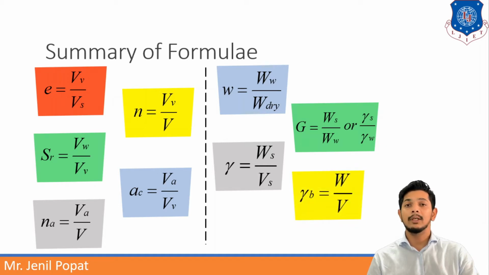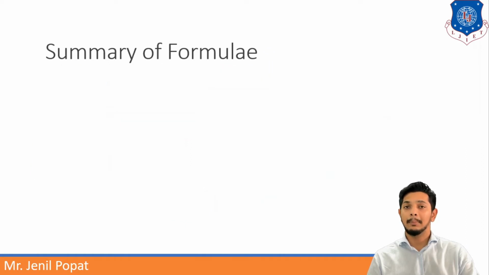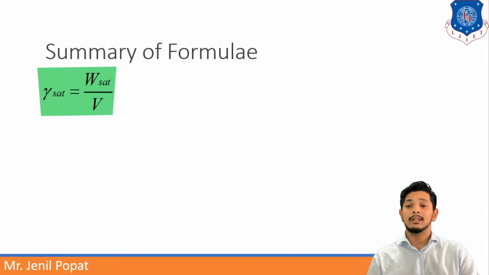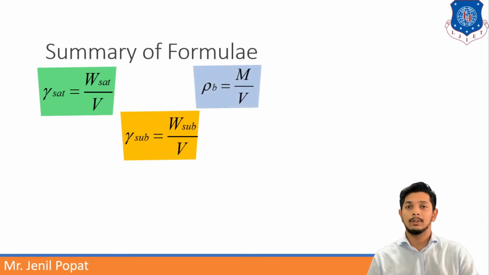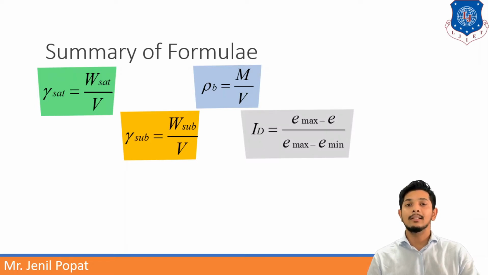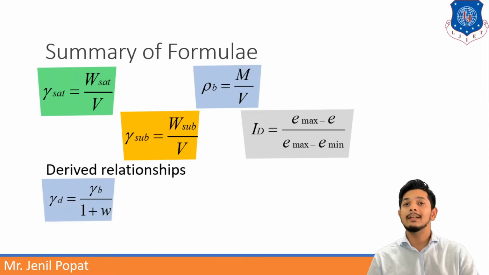Gamma B, that is bulk unit weight, is total weight upon total volume. Same with dry unit weight, WD upon capital V. Gamma saturated, that is W saturated upon capital V. Gamma submerged, W submerged upon total volume. Rho B is equal to M by V, where rho B is bulk density. ID, density index, is e maximum minus e upon e maximum minus e minimum. Here e maximum is the maximum void ratio, e minimum is the minimum void ratio, and e is the natural void ratio.